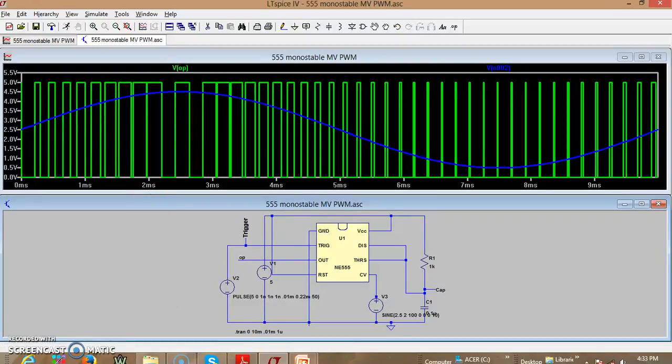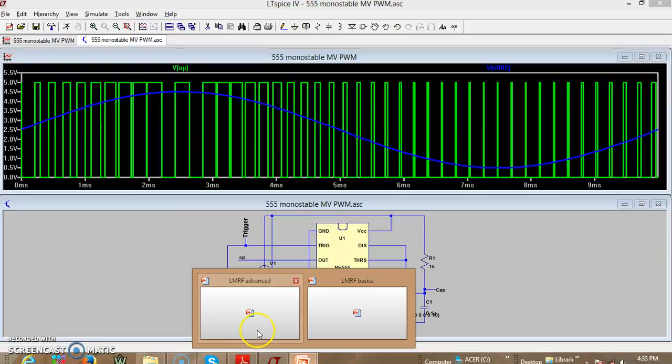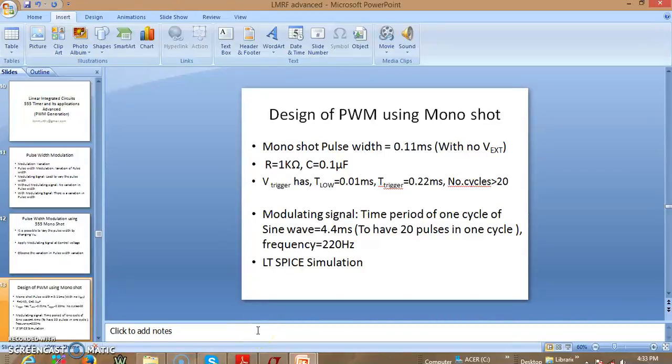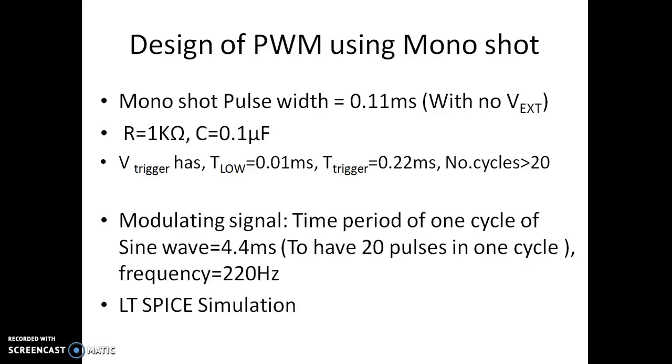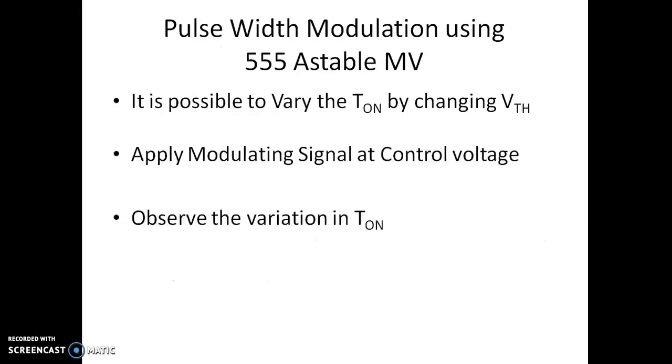Now this way we can do the PWM generation using the monostable. Let us see if it is possible to do the PWM generation using the Astable multivibrator. It is also possible to vary the on time by changing the value of VTH in the Astable multivibrator. Since it is possible to change T on by changing VTH, we can think of applying the modulating signal to the control voltage so that T on changes.